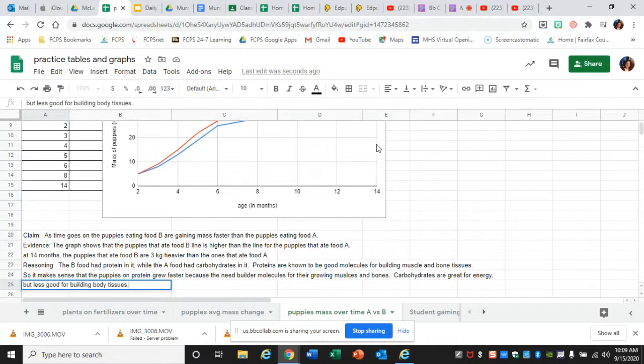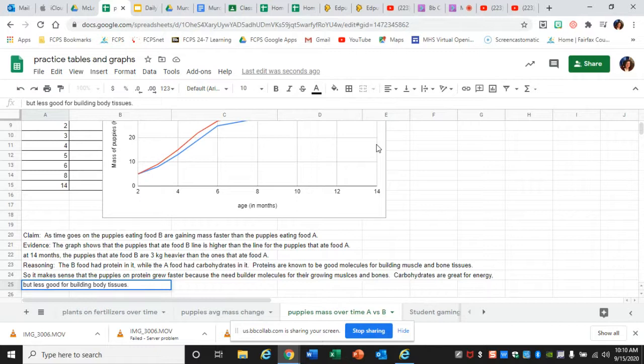Miss Murdock said, what about exercise? What if B got more or less than A? That would be an extra variable. Hopefully, remember we talked about experimental design. That's a really great question.